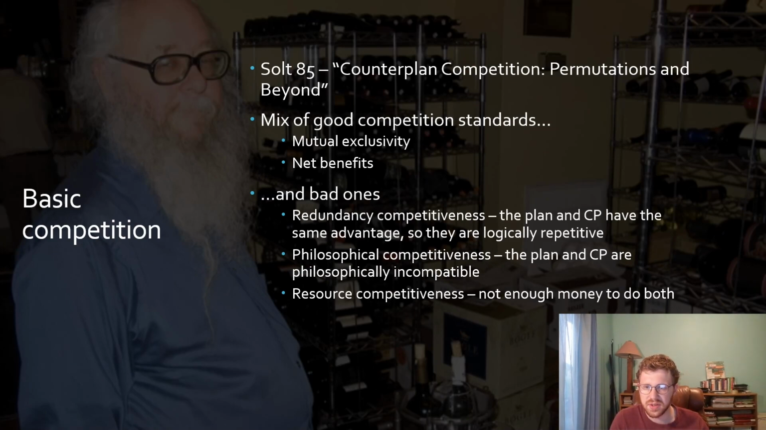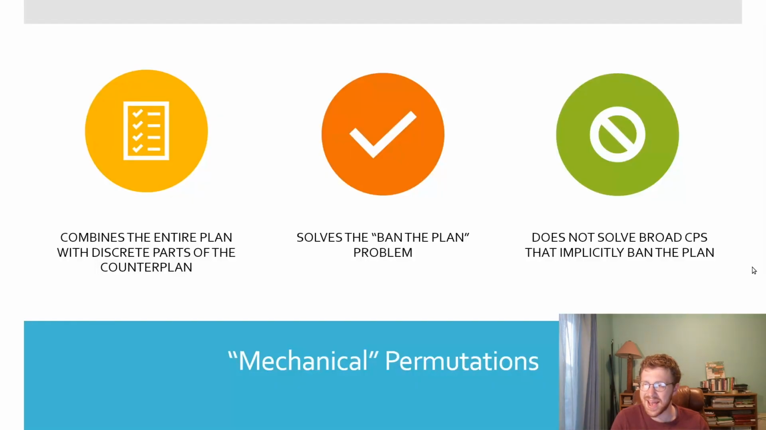So in response to this, Roger Salt introduced mechanical permutations. Mechanical permutations look at all combinations of the plan's and counterplan's components, and then determine if any of those combinations are better than the counterplan alone. And this is a logical consequence of our initial definition of competition, because if the entire plan is included in the best available option, even if that option also includes some other stuff that's part of the counterplan, then the neg has failed their burden to prove that the USFG should not do the plan.